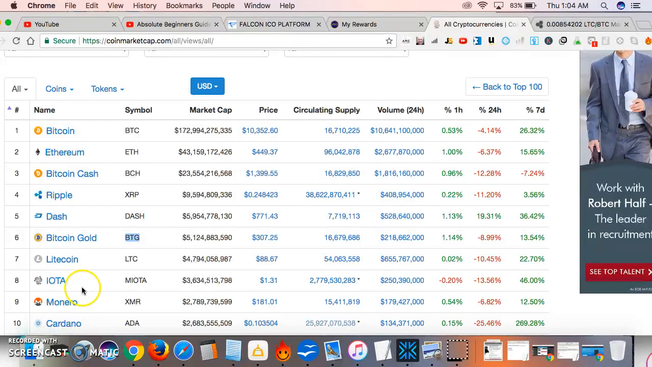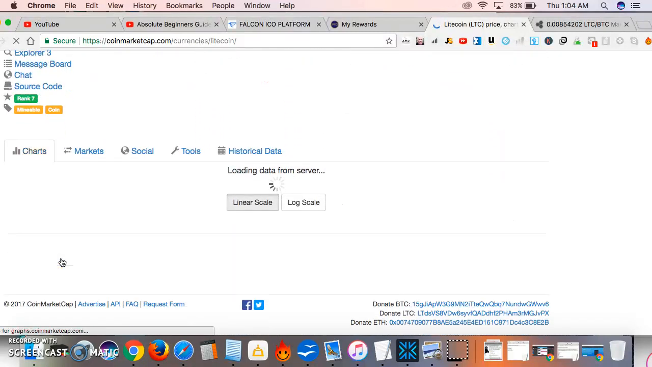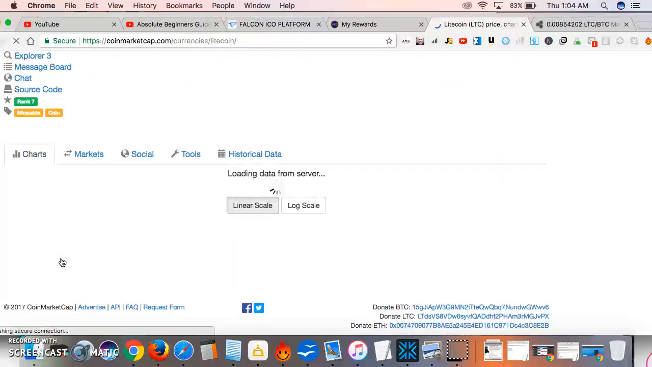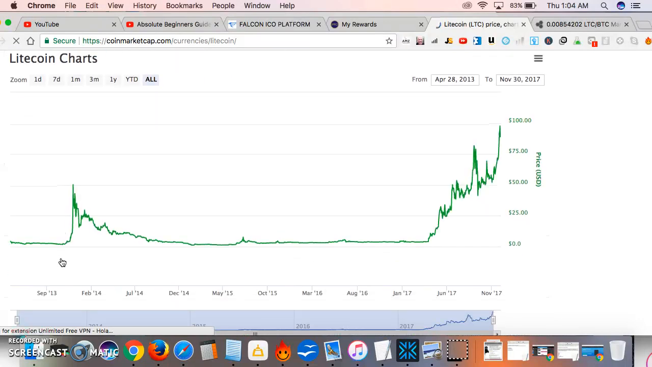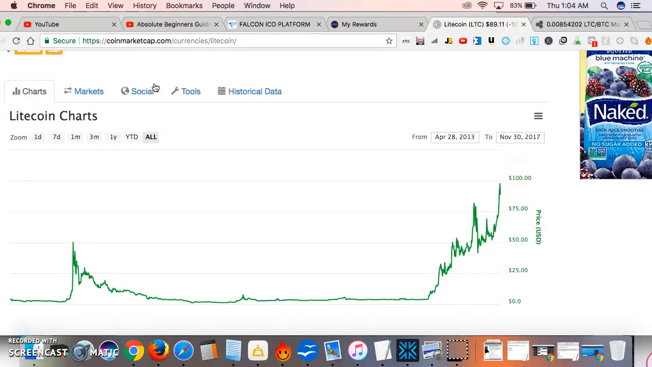So if I was going to do all the research, I would click on this and I would check out the chart after it loaded. Okay, cool. I'm looking at the chart. Okay, good. Look, it's growing. That's pretty good. I like that. Okay, that's the complete chart for as long as the coin has been in circulation.